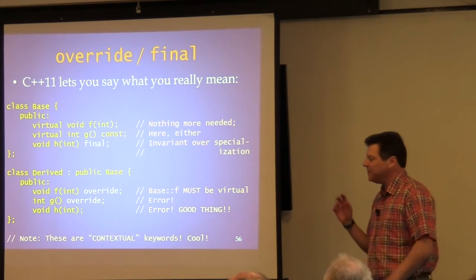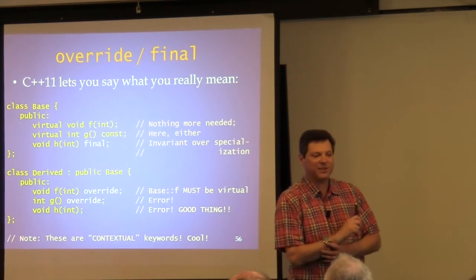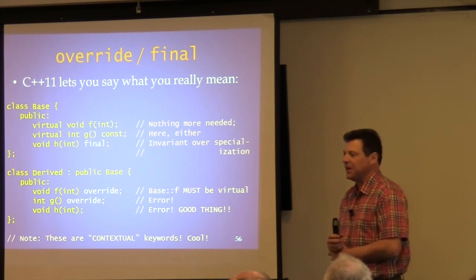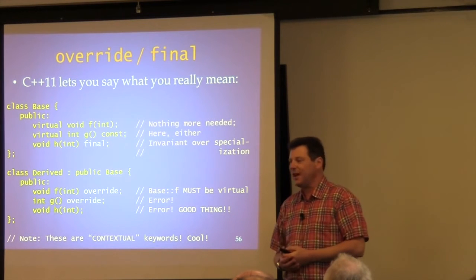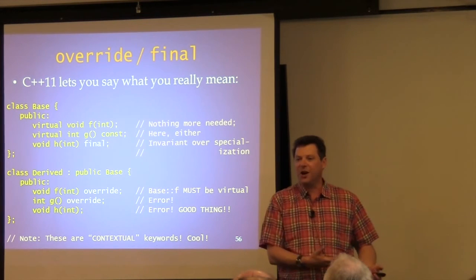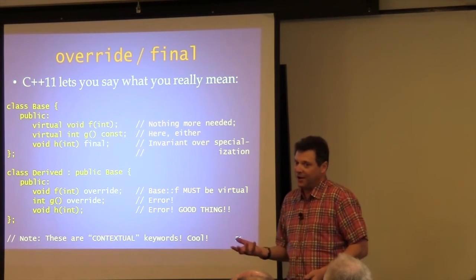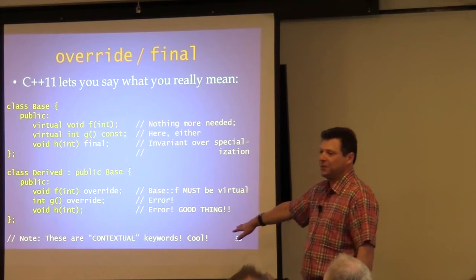Now, the punchline here: final and override have not been existing keywords. The Standards Committee hates to create new keywords because every new keyword that's injected potentially breaks code. Somebody could have had a variable called final. That's not hard to imagine. Or override.